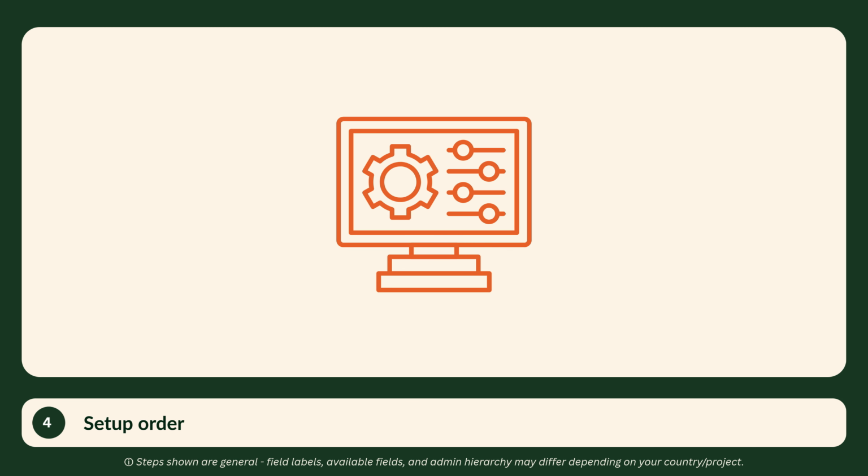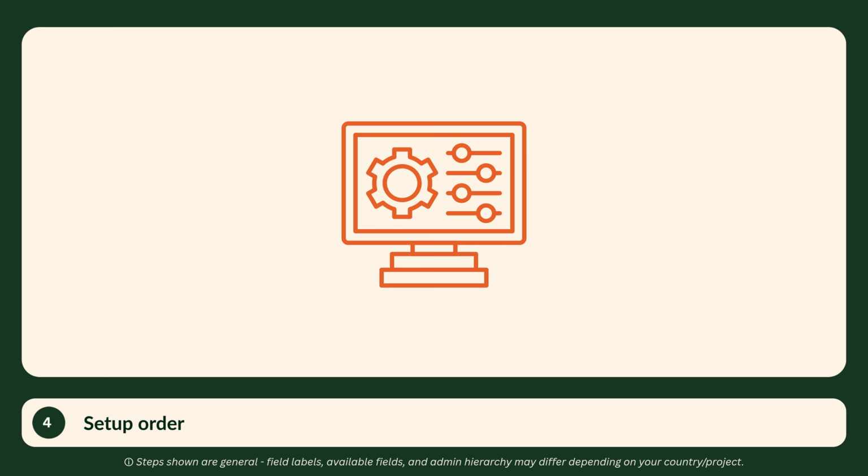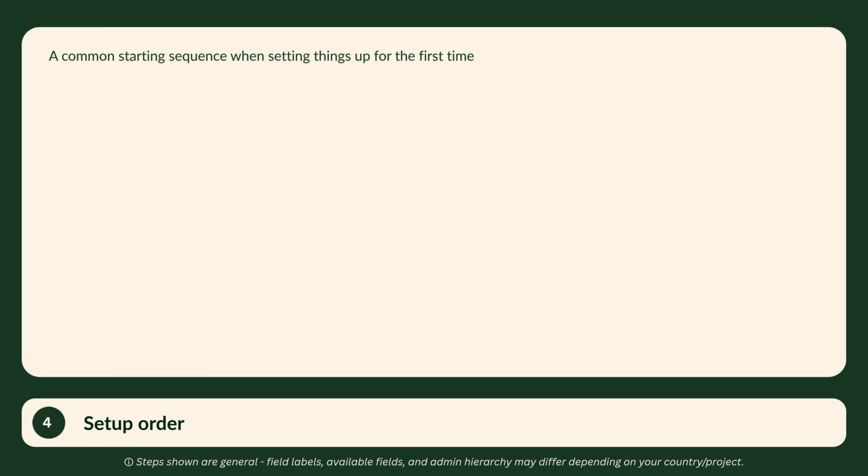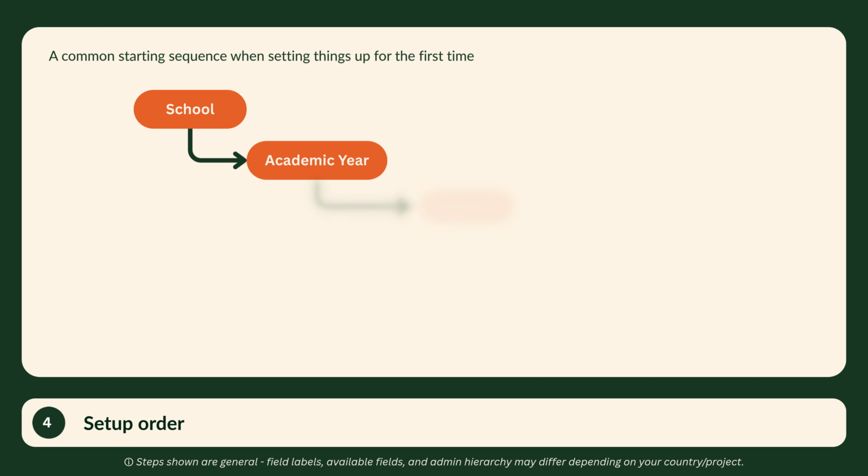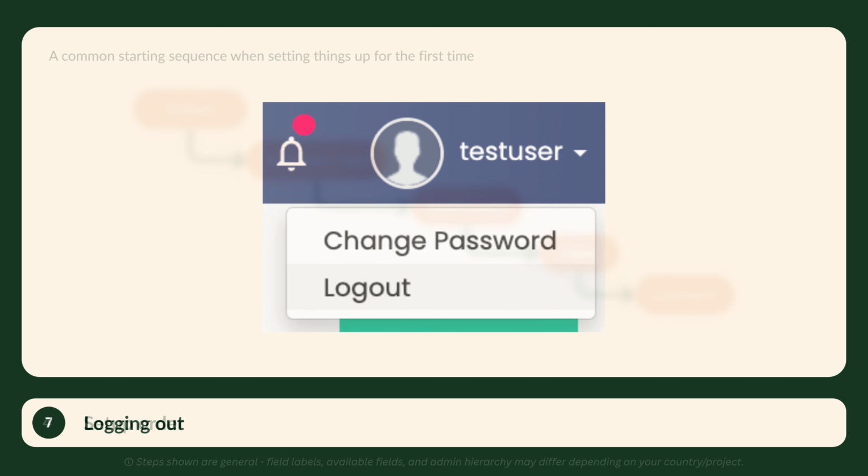Setup order. The setup order can vary by project, but a common sequence is school, then academic year, then staff/users, then class, then learners.